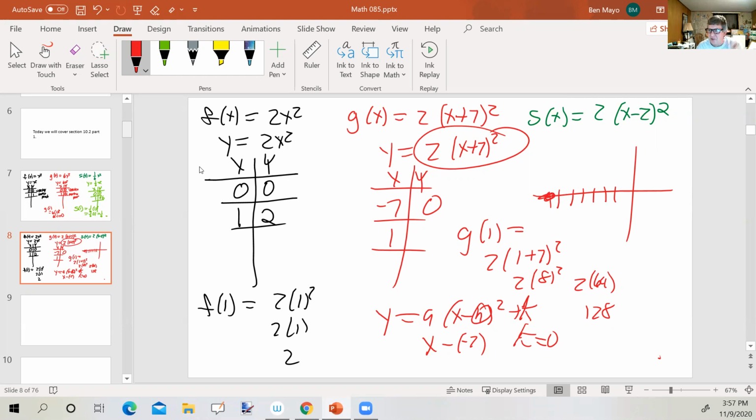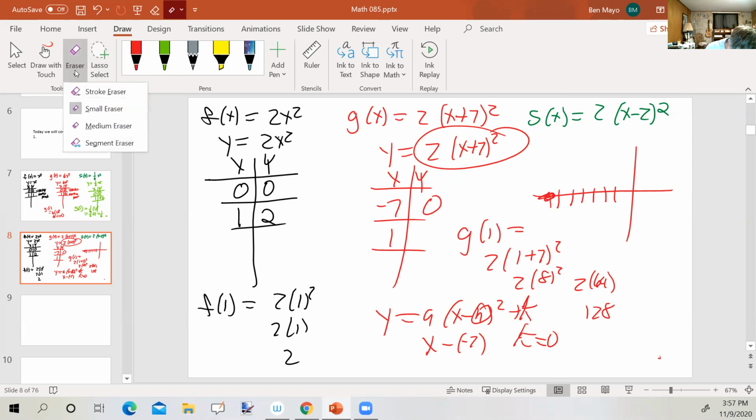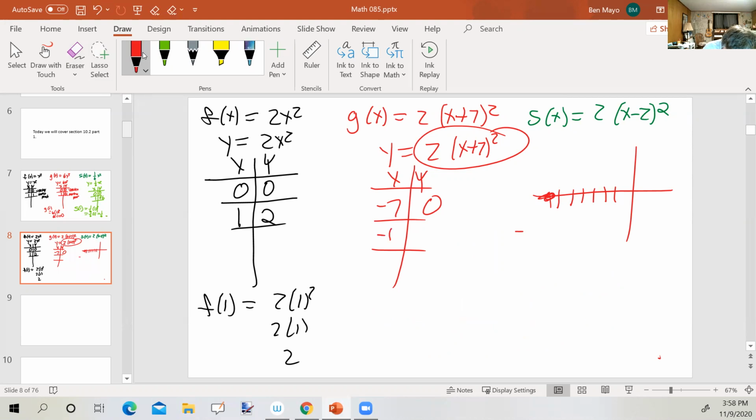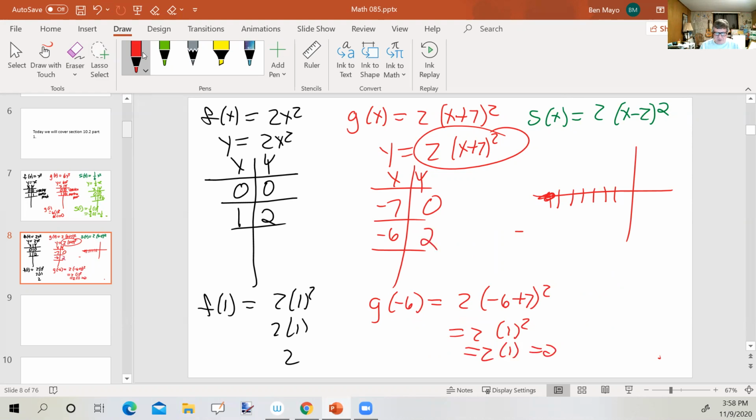Before, when the vertex was at 0, 0 and I picked 1, it was close to the vertex. But what I'm getting at is, instead of choosing 1, let's pick something really close to the vertex. How about -6? So like just 1 to the right. Now let's see what happens. G of -6, 2 times -6 plus 7 squared, 2 times 1 squared, 2 times 1, 2. So -6, 2.